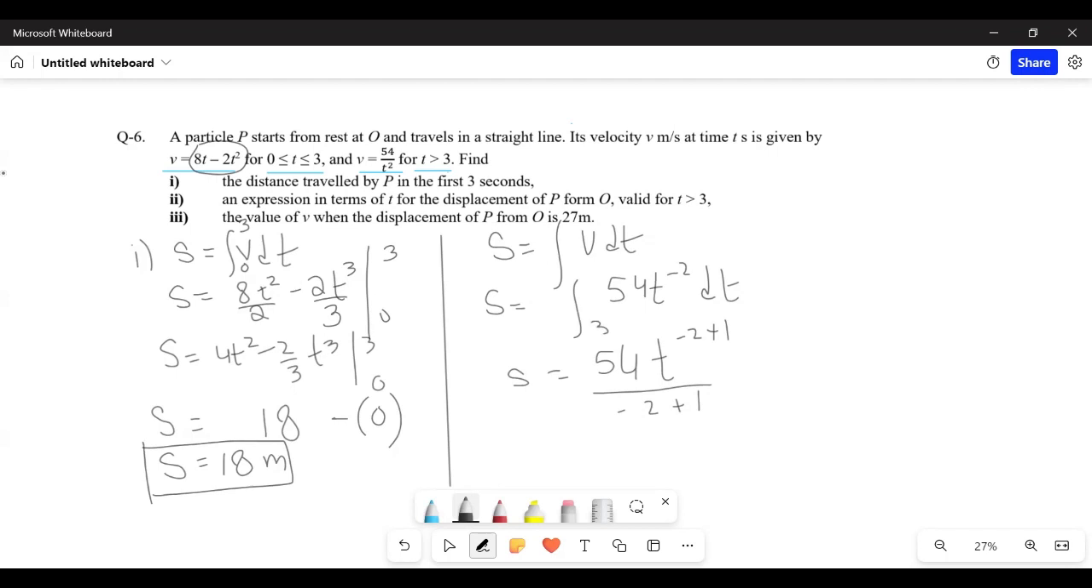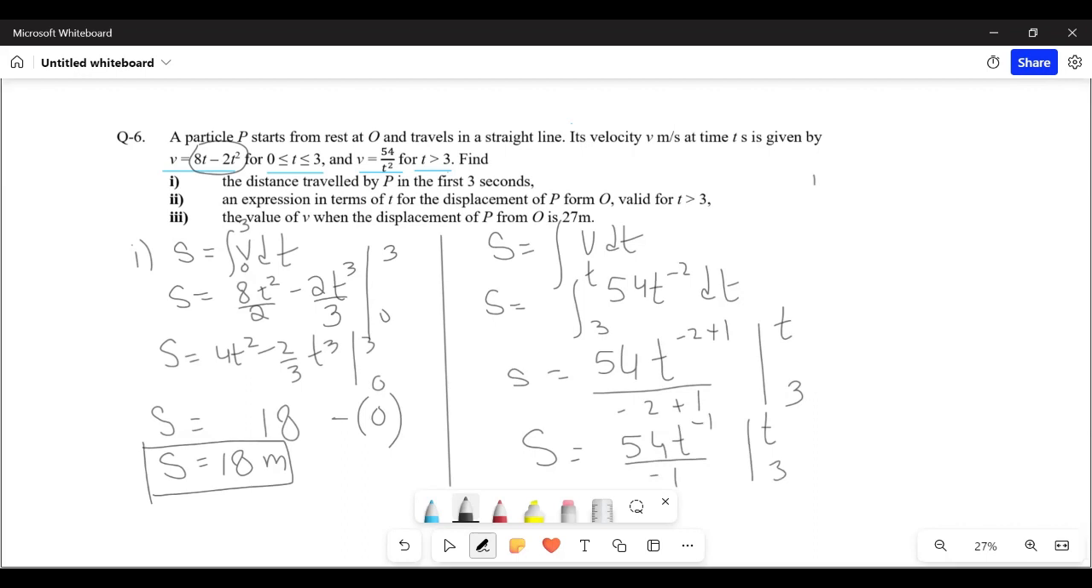We know it starts from 3, but it says valid for t is greater than 3. So what's going to be the upper limit? We don't know. You may substitute t though. इससे भी चल जाएगा. 3 to t. Let's see if we get the answer. Okay. So now this becomes 54 t power minus 1 upon minus 1. And then the limits are 3 to t.